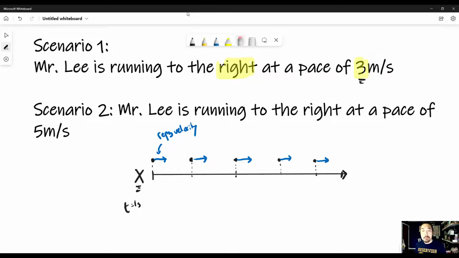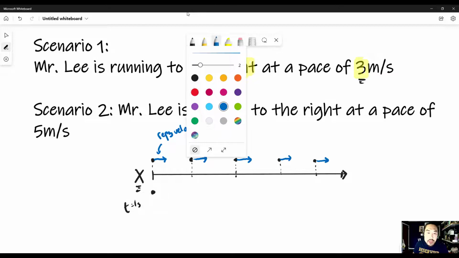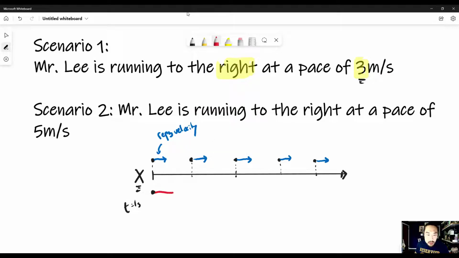All right, now what about scenario 2? Well, I'm going to draw scenario 2 right below scenario 1, and I'm going to represent that with a different color. We're both starting at the same location, but notice here, I'm drawing my velocity vector a little bit longer, and the reason for that is I'm moving faster. If we compare my velocity vectors between scenario 1 and scenario 2, I can see that in scenario 2, I am clearly moving faster.